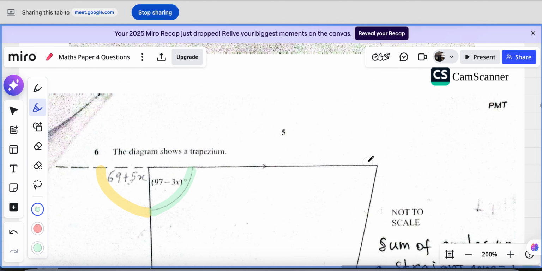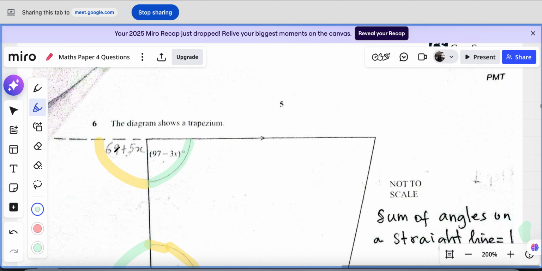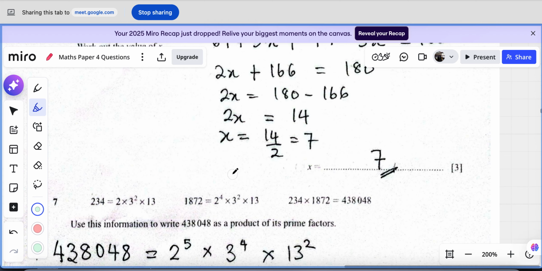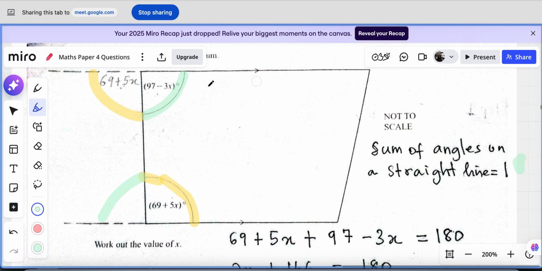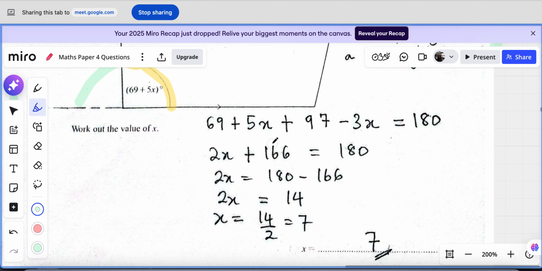So we're going to add this angle 69 plus 5x plus 97 minus 3x equal to 180. We're going to write them out: 69 plus 5x, which is this one, plus this one, 97 minus 3x, equal to 180. What did we just do? We said the sum of angles on a straight line adds up to 180 degrees.